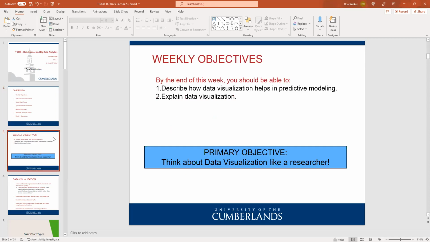So our weekly objectives, there are only 2. Describe how data visualization helps in predictive modeling, and we can talk about that somewhat when we get to that chart. And explain data visualization. Well, data visualization is something that you should be thinking about like a researcher.